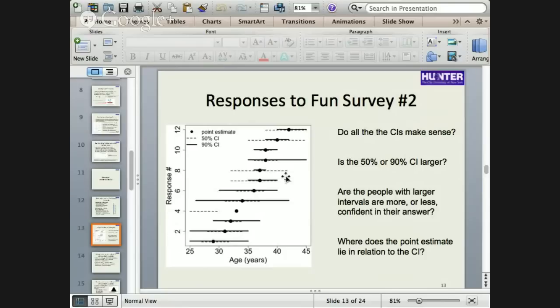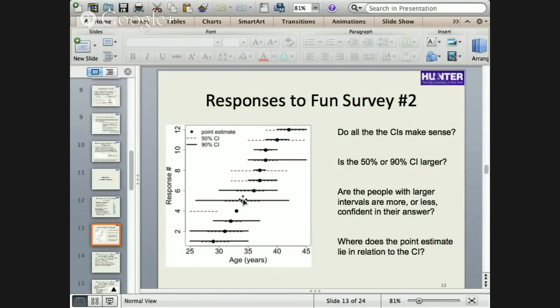Oh yeah, and one other question. Another thing you'll notice about these is that some of them, so here's one that I think makes perfect sense. One thing I notice about it which makes sense to me is that the point estimate is right in the middle of the interval. That wouldn't always be the case.